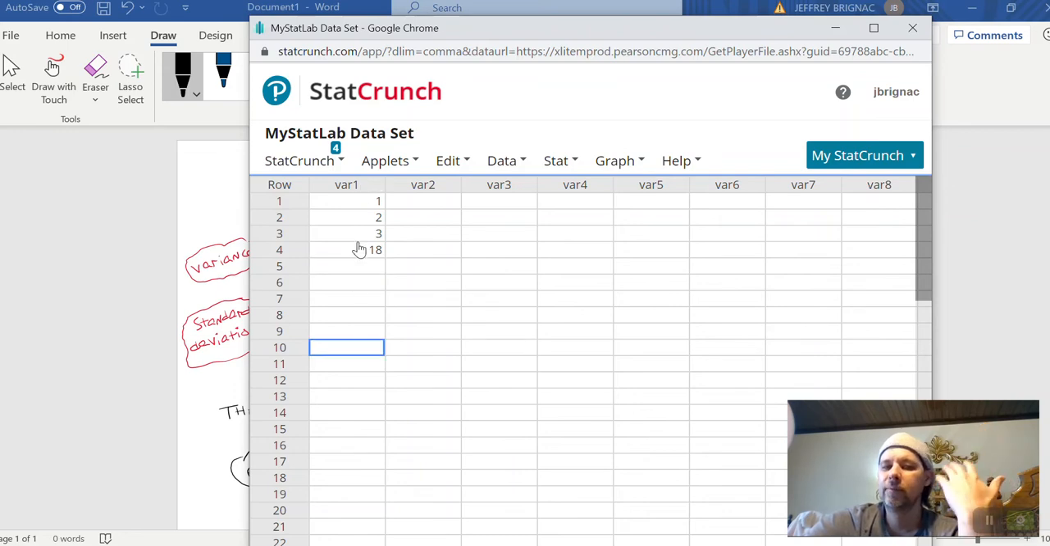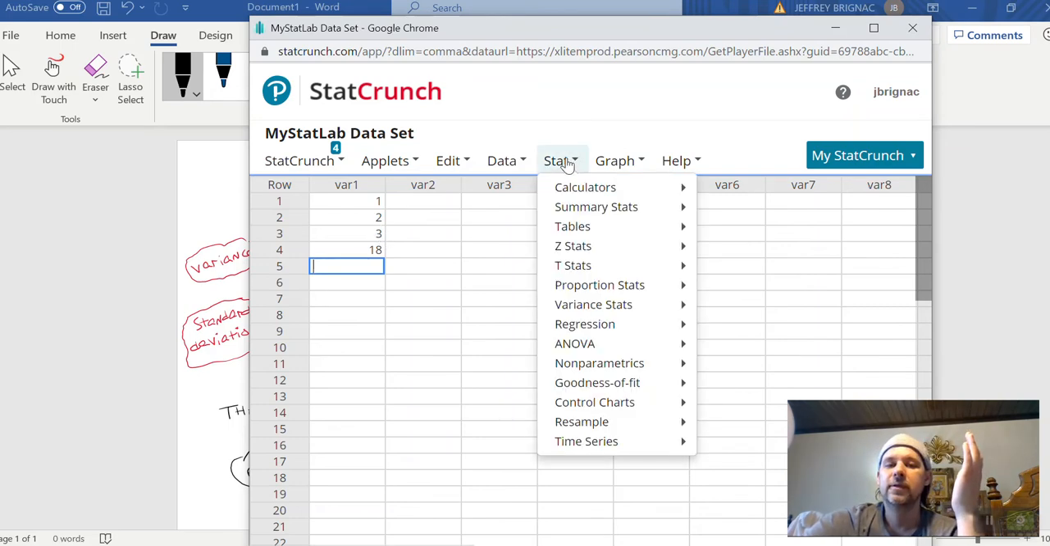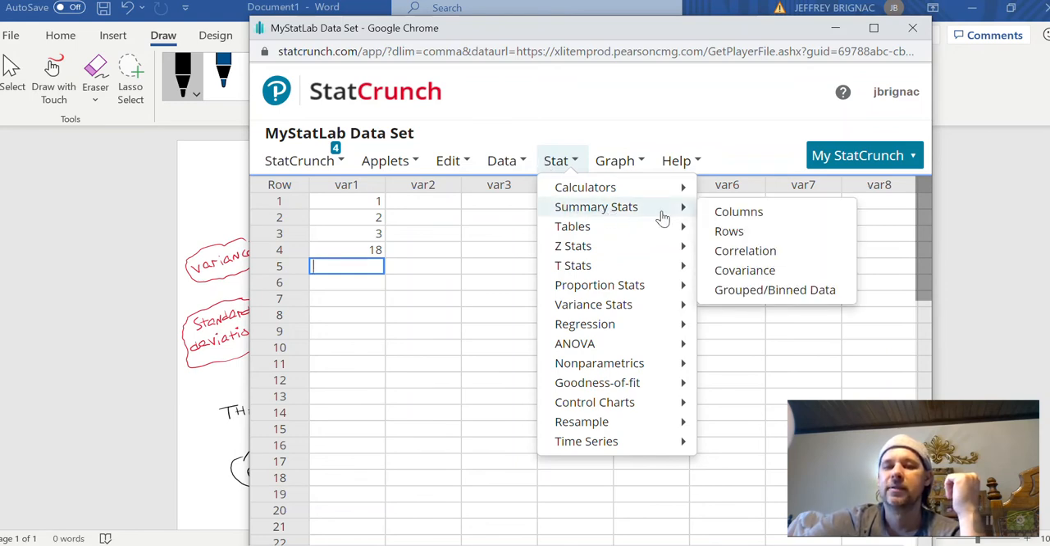And I normally organize the data sets in columns. So if I had another data set that was different, I might put it over here in the next column. But anyway, here's my data set. Now how can we do those calculations in StatCrunch? So we go to Stat, then Summary Stats. Now, I am organizing the data into vertical columns, so I'm going to choose Columns.